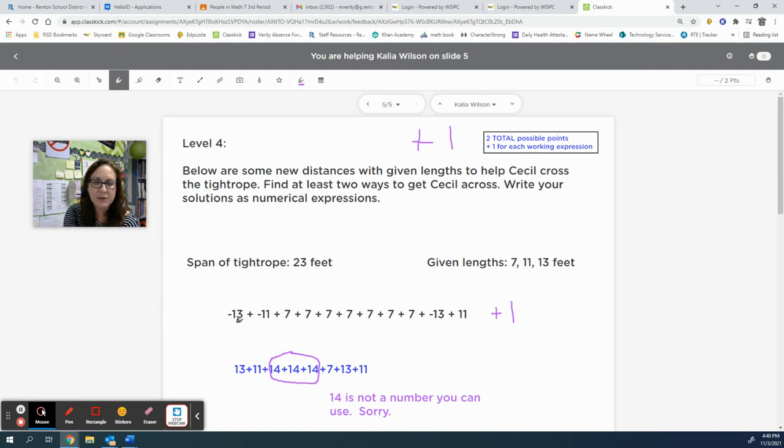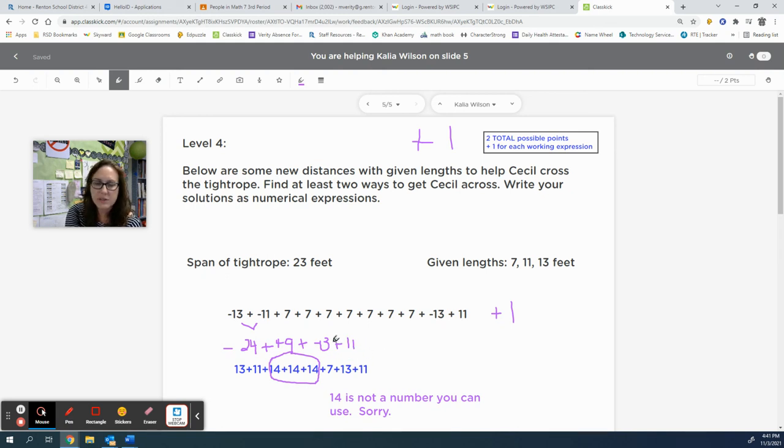So she started with -13. Then she went backwards even more to -11. That puts her at -24. Then she went forward 7, then another 7, another 7, another 7, another 7, another 7, and another 7. That is a total of 1, 2, 3, 4, 5, 6, 7 sevens. So she added 49. I'm just going to simplify this expression. And then she went backwards. So she added negative 13. And then she went forward 11.